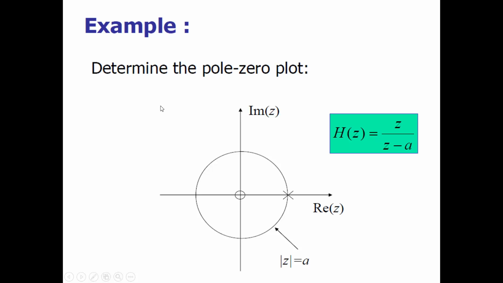Now we have to determine the pole zero plot in this case. Pole zero plots are plotted in the discrete domain, with the x-axis having the real part of z and the y-axis having the imaginary part of z. If you look at this system, H(z) is equal to z divided by z minus a, that means it has one zero and one pole. The zero is at the origin and the pole is at z equal to a. So this is the pole and this is the zero. This is the pole zero plot for this system defined by this transfer function.